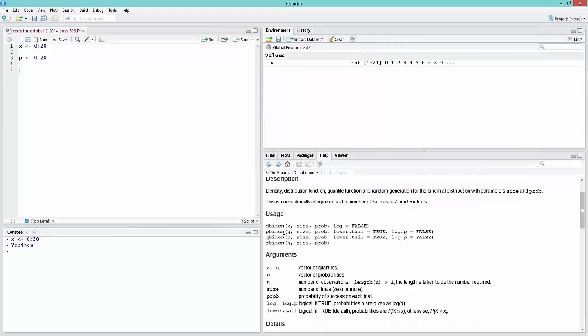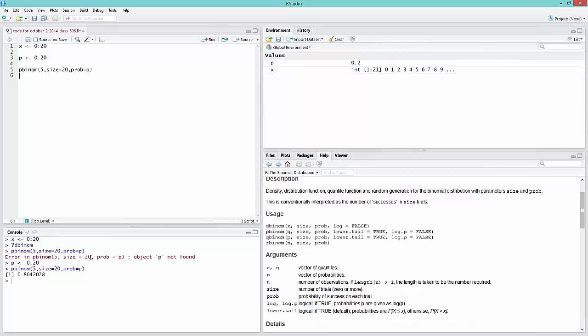I'll do pbinom, and let's compare that to the hypergeometric. What's the probability that exactly 5 deer are tagged in my sample of 20? So I'll say, what's the probability using the binomial distribution where I have 5 successes, my size is 20, and my probability is 20%, or p. Oops, gotta run these. And so the probability of getting 5 or fewer deer is 80%.